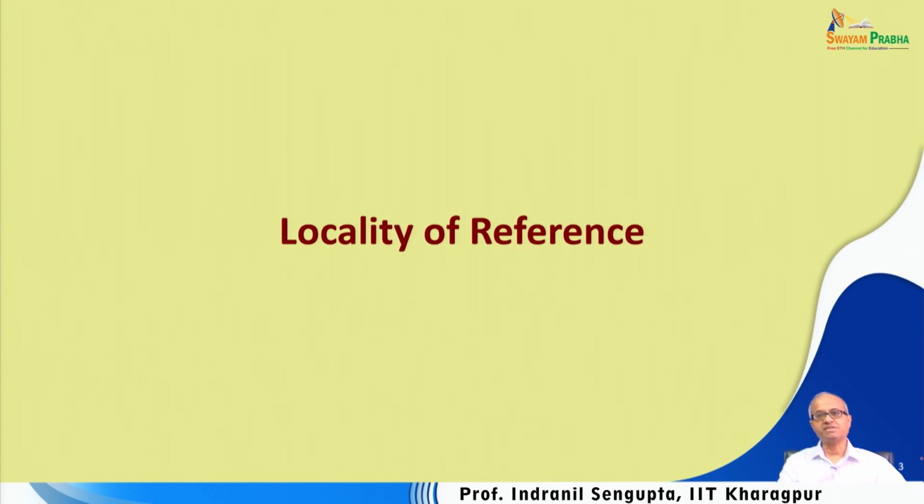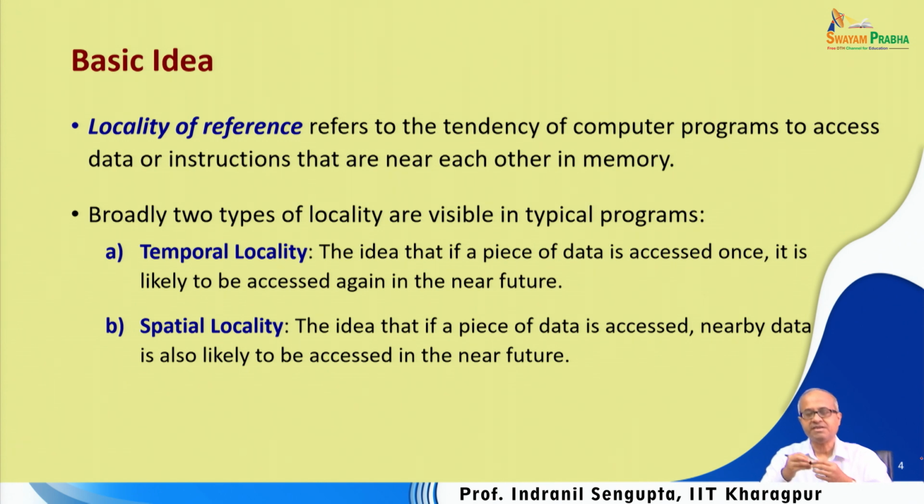That comes from this phrase, locality of reference. Let us try to understand what it is. Locality of reference is a property of typical computer programs. Of course, you can write a program where this locality of reference will not be visible, but for most programs that we run, this property holds. It is the tendency of computer programs to access data or instructions that are near each other in memory.